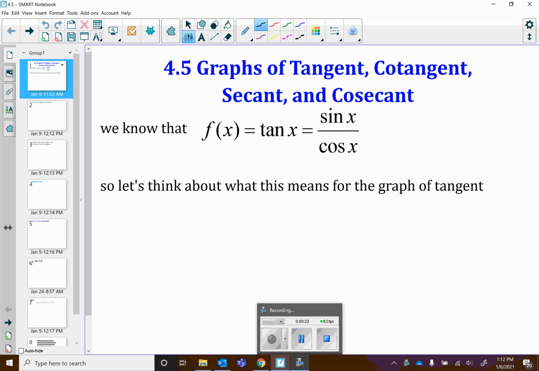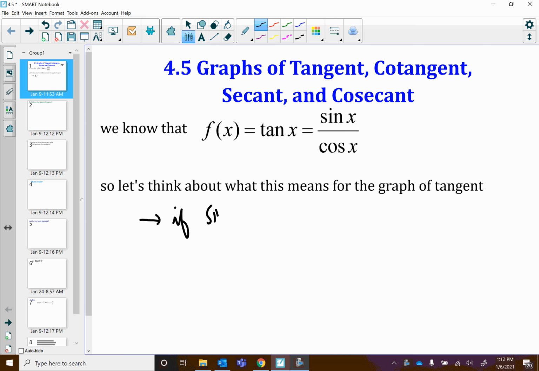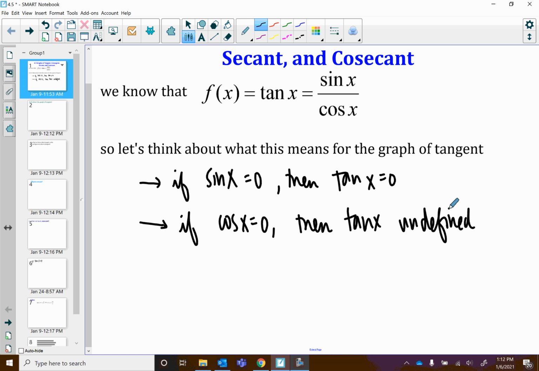Think about it as a fraction, right? If the numerator of our fraction is 0, if sine of theta, oh, sorry, I guess I used x. I'll use x. If sine is 0, then tangent will be equal to 0, because that's how a fraction works. What else do we know? If the denominator of a fraction is 0, then that thing will be undefined. So if cosine is equal to 0, then tangent will be undefined. We'll talk about what that means in a moment.